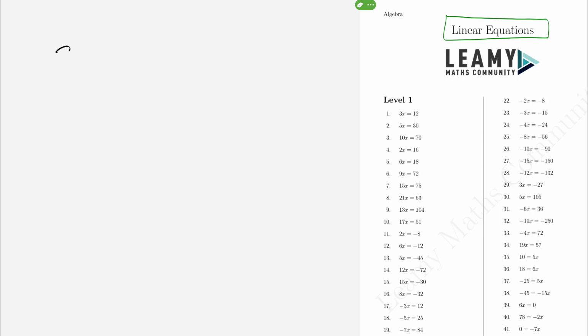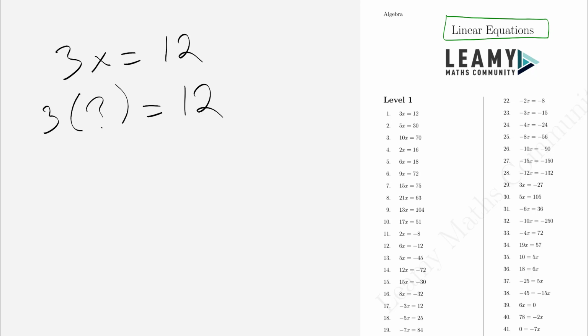So let's take question 1 here. 3x equals 12. Now what is this asking me? This is basically telling me 3 times some number that we don't know is 12. 3 times what is 12? Now most of you watching this will realize, well, 3 times 4 is 12, so therefore x must equal 4. And that would be correct. However, there's a technique that we need to use in order to understand the balance of linear equations. So we're going to learn these techniques and that will help us when the equations get more challenging.